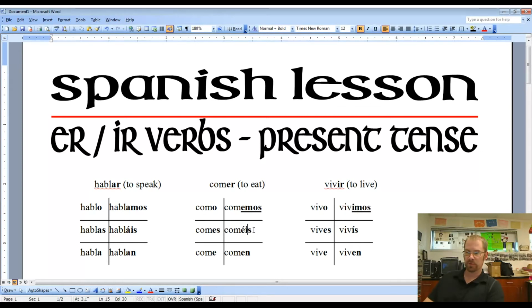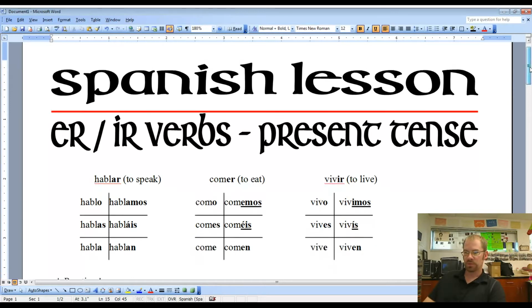And then for the vosotros, the difference is that, I'm trying to highlight it for you, here we go, it's an EIS versus just an IS for the IR verb. But the rest of them, the O, the ES, the E, the EN, are the same between the two verbs. So if you know one of them, then you'll know four-sixths of the other one, which is nice.